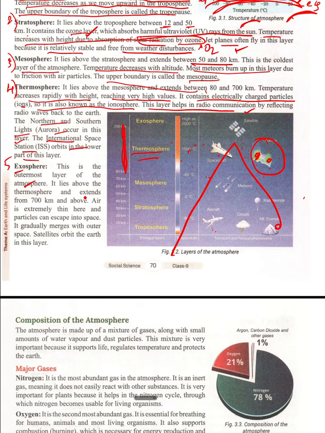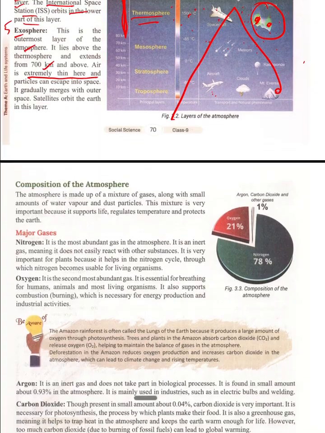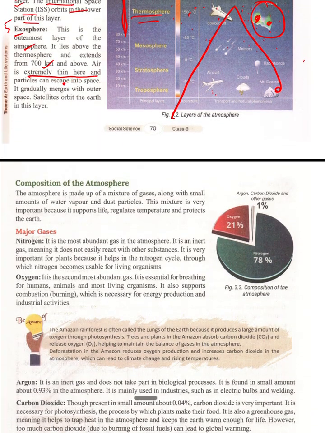It lies above the thermosphere and extends up to 700 kilometers and above. Air is extremely thin here, and particles can escape into space. Very sparse. Very limited atoms will be in this layer. It gradually merges with the outer space. Satellites orbit the earth in this layer. Suppose this is the earth, satellites will be orbiting around it.